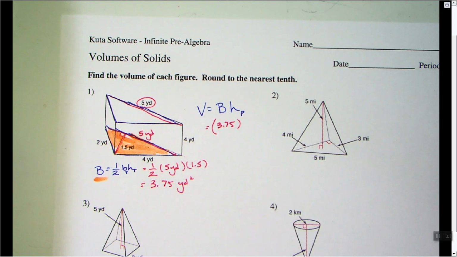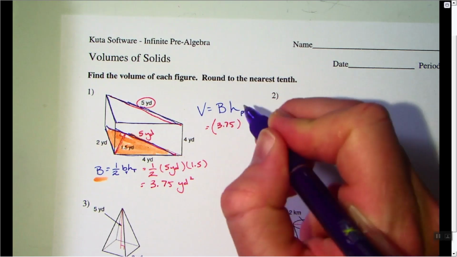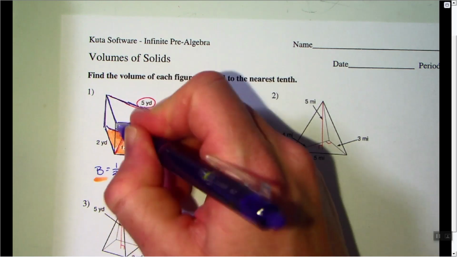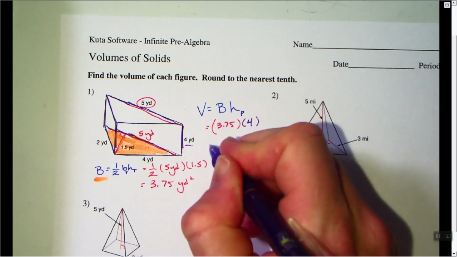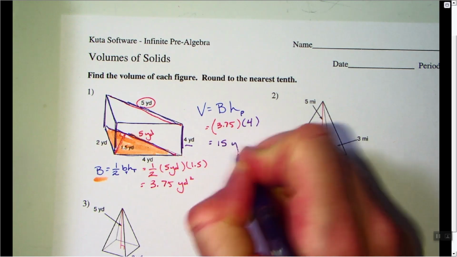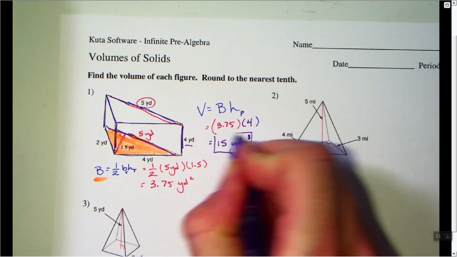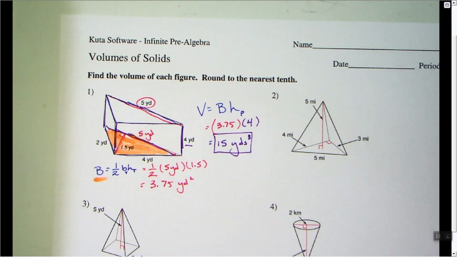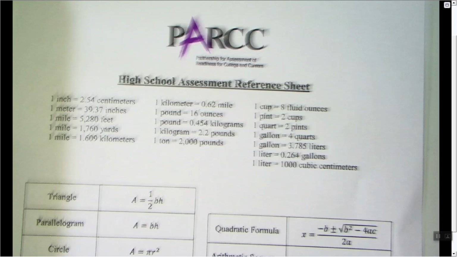3.75 is the area of the base times the height. Now, another common misconception is this height is not the height of the triangle. This is the height of the prism. That's this height right here and this height right here, and it's 4 yards. Now if I multiply the area of the base, 3.75, times the height of the prism, 4, I get 15 cubic yards. And that's the volume of this triangular prism. Area of the base times the height.